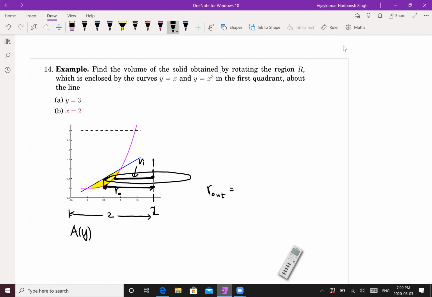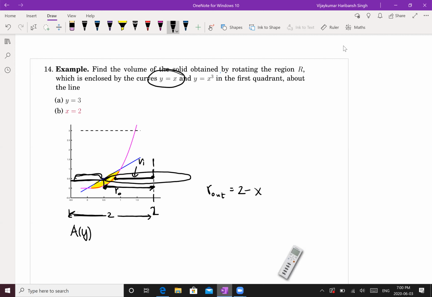And out of this width, we are removing, so R outer will be for the bigger radius, R naught. Out of this, you are removing this much part, which is given by the x value of the line, but in terms of y. What is the x value of the line in terms of y? It's basically y. So R outer is 2 minus y.